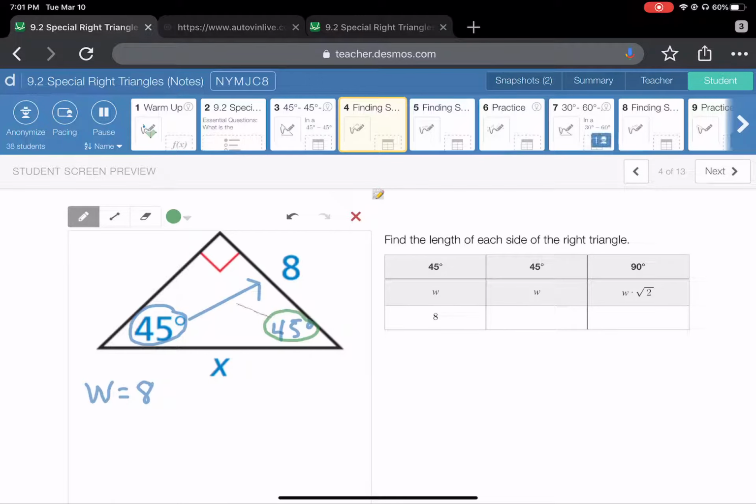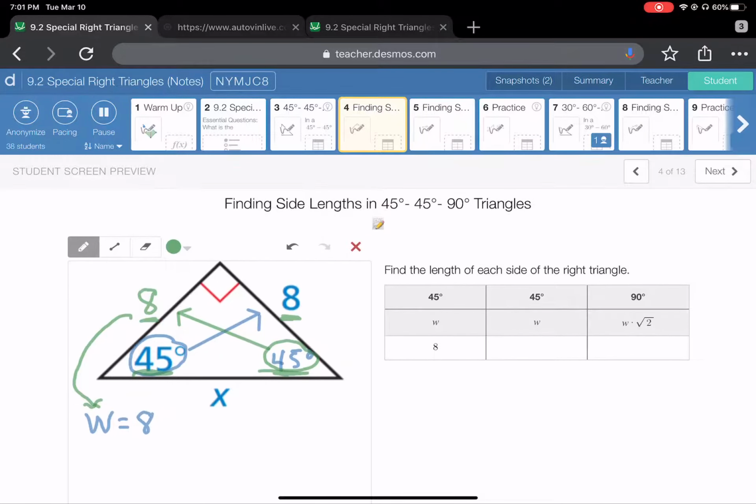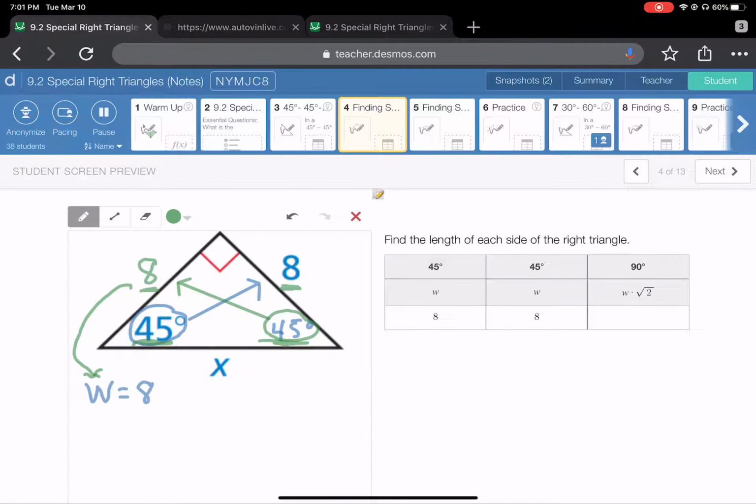We're going to take this other 45 degree angle right here, draw a line across, and figure out that this side over here, because it's across from the 45 degree angle, is also W. What we figured out is that W is equal to 8, so yes, this side over here is also equal to 8. That makes sense because we have an isosceles triangle, which needs two equal sides, because we have a 45 and a 45 here. That's not really what we're looking for, but that information is going to be helpful for us to find the value of the hypotenuse.